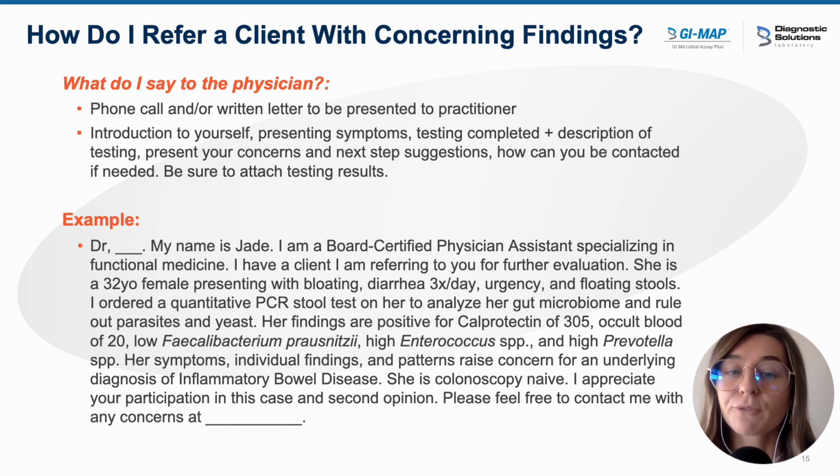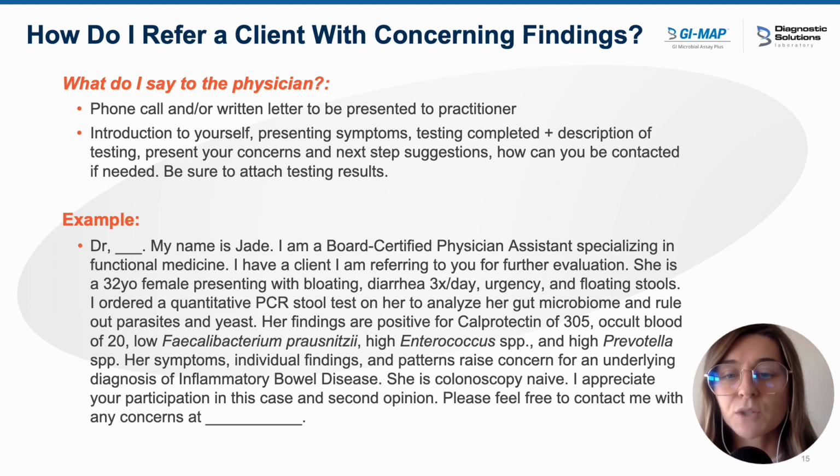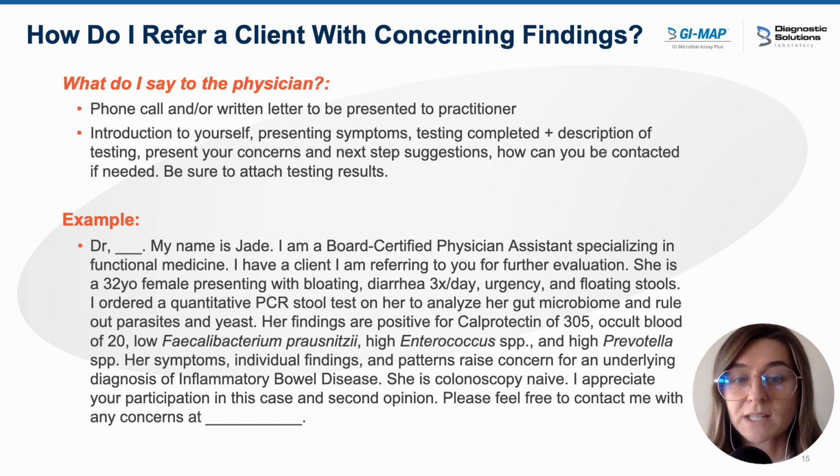Her findings are positive for calprotectin of 305, occult blood of 20, low Faecalibacterium prausnitzii, high Enterococcus species, and high Prevotella species. Her symptoms, individual findings, and patterns raise concern for an underlying diagnosis of inflammatory bowel disease. She is colonoscopy naive. I appreciate your participation in this case in a second opinion. Please feel free to contact me with any concerns at jade@theguthealthqueen.org. Or I would give my phone number, right?